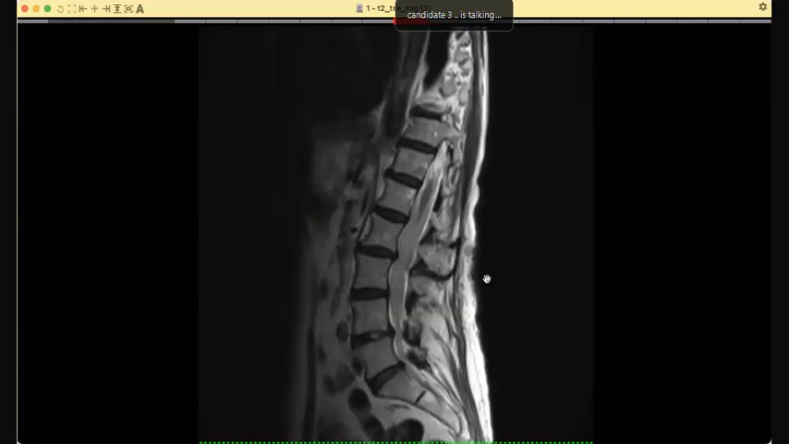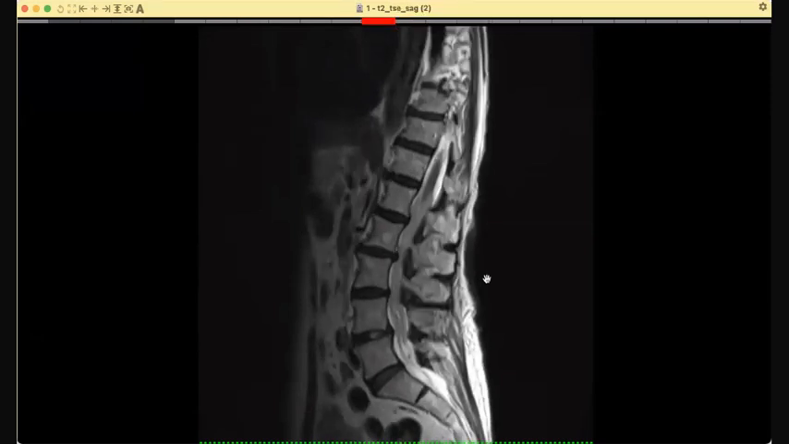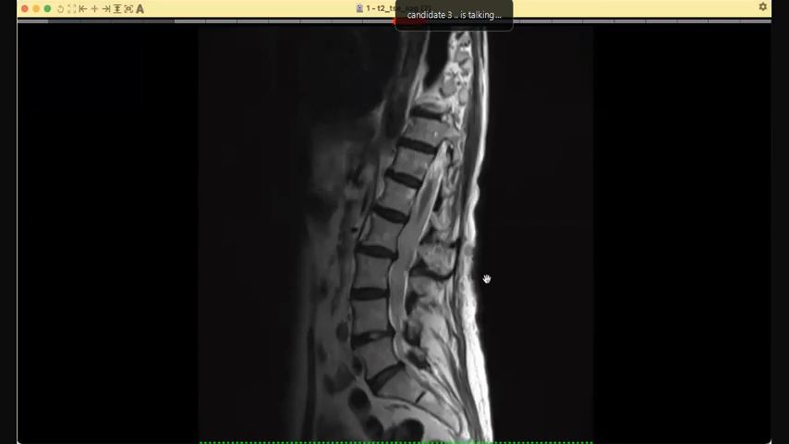I wonder if this soft tissue sheet could be part of a metastasis or CSF seeding.